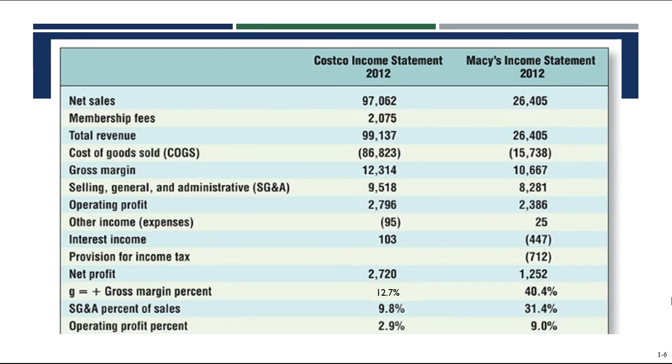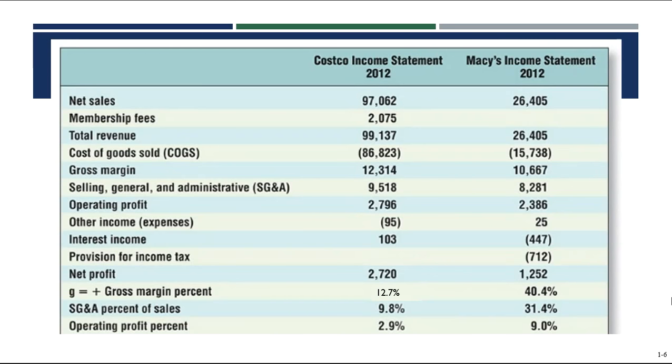And you can see if you look down at the bottom 3 lines, Costco's gross margin percent is 12.7, whereas Macy's was 40.4. For SG&A, Costco's was 9.8 and Macy's was 31.4. And for operating profit percentage, Costco's was 2.9 and Macy's was 9%. So if I am only using the profit margin path of the strategic profit model, I would think that Macy's is performing at a much higher level than Costco in terms of performance, and so they are the more successful retailer.